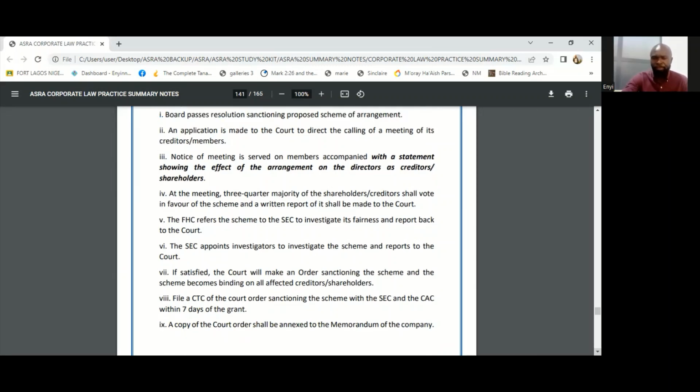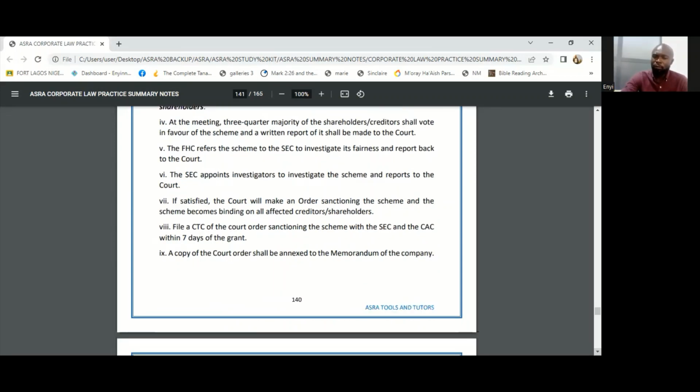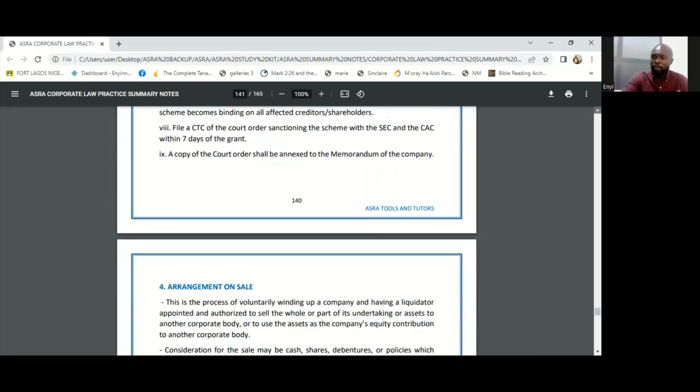And then within 7 days of the grant of the sanction by the court, the company would file a certified true copy of the court order sanctioning the arrangement with SEC and with the Corporate Affairs Commission, CAC. And a copy of that court order would also be annexed, so it would be attached to the memorandum of the company. So that's the procedure for an arrangement and compromise.